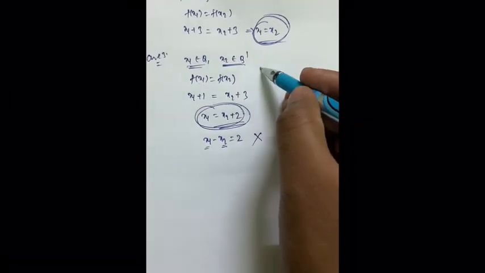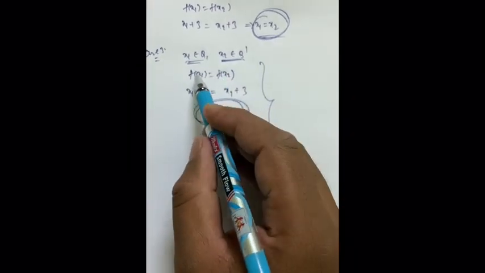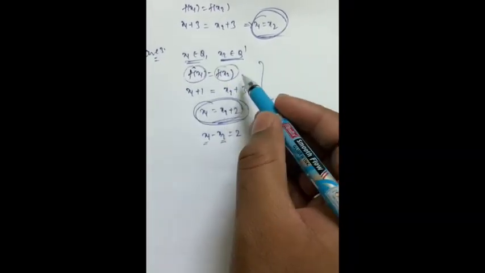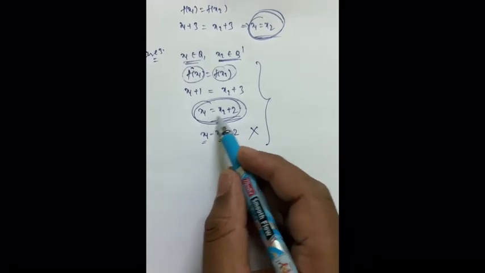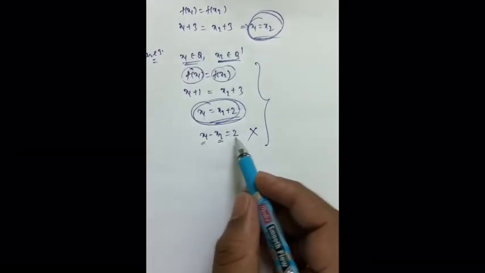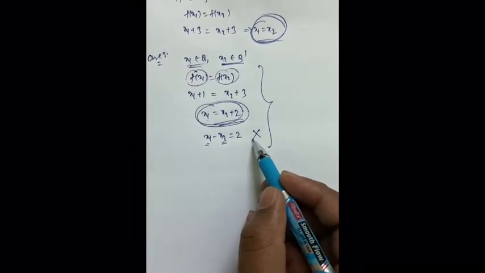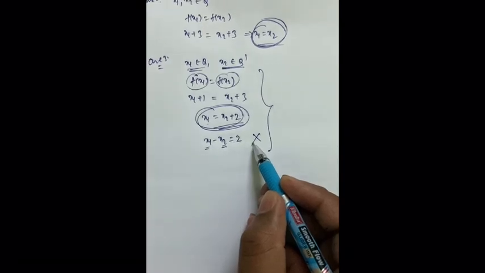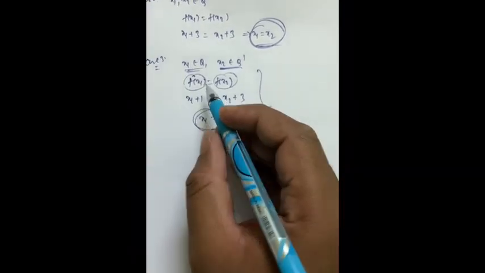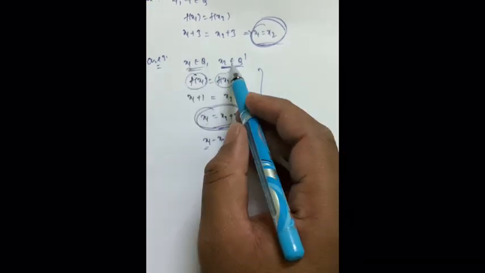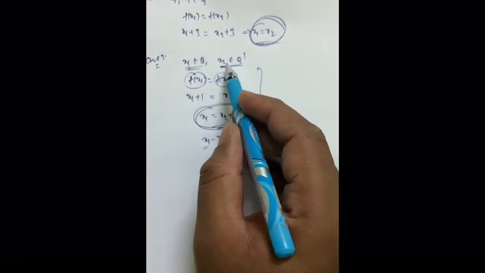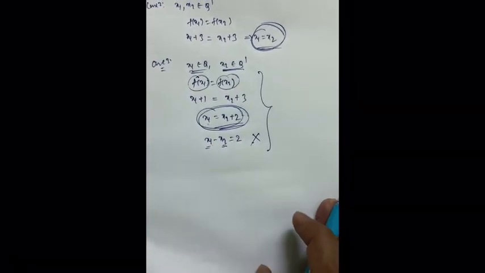So what is the conclusion here? f of x1 and f of x2 can't be equal, because these two cannot be equal, because this can't be 2. Are you getting it? If I take one rational element and one irrational element, the images can't be the same.